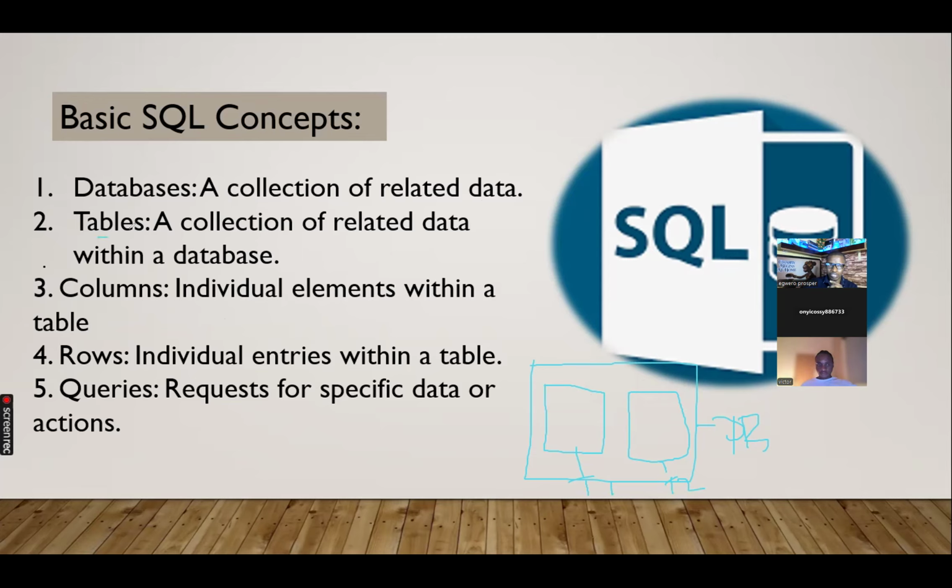Now, looking at the word table. Like I've said before, another word that could represent table is relation. So each of these is a relation, which means that they are tables. And a table is a two-dimensional array of elements based on its structure. So this is like one table, and this is the second table.